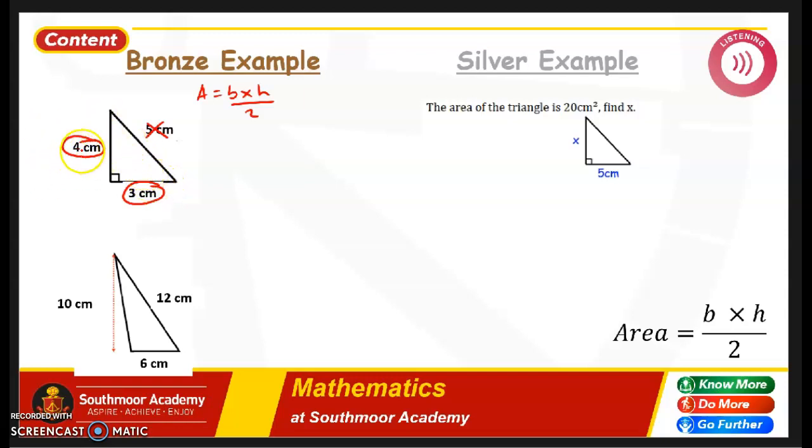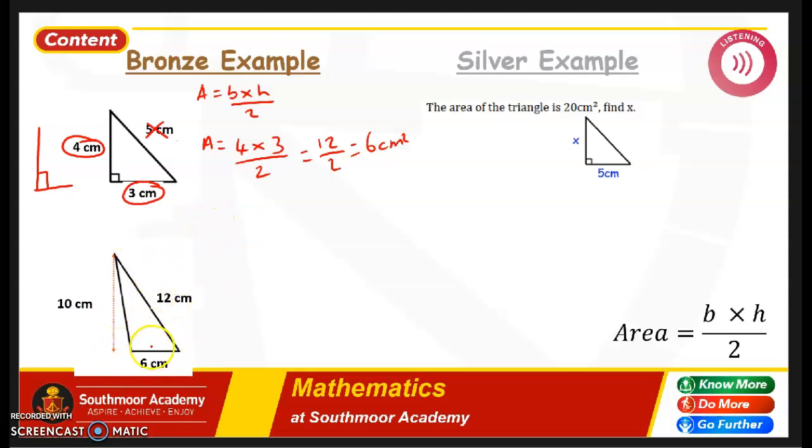We know that 4 is the height of the triangle because it is perpendicular to the base, meaning it forms a right angle with the base of our triangle. So that has to be the height. So to find the area, we are going to do 4 times 3 all divided by 2. So 12 divided by 2 equals 6 centimetres squared.